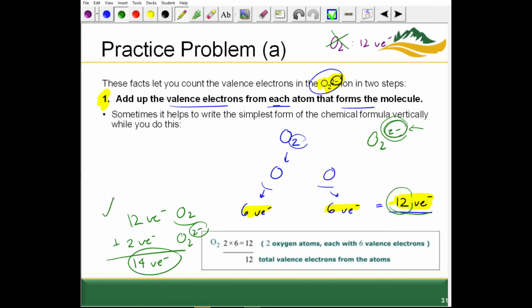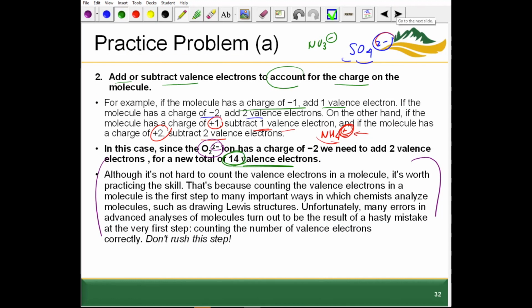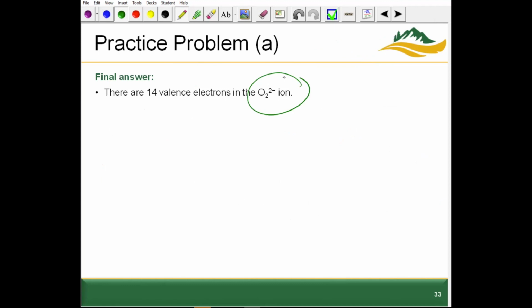Again, this is a really important skill going into drawing Lewis dot structures, so we need to take this step slowly and make sure we understand that if it's a -2, that's 2 additional valence electrons. If it's +1, that's 1 less valence electron. So we're going to be careful here, especially as we transition into drawing those Lewis dot structures for ourselves. For this polyatomic anion, we figured out there are 14 valence electrons in total.